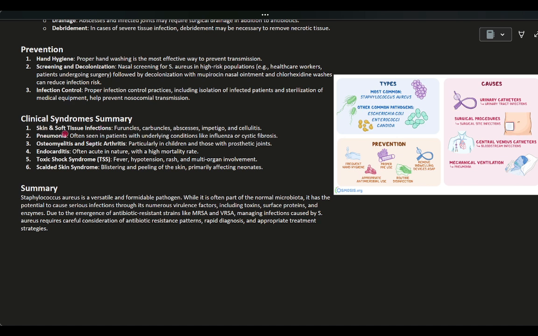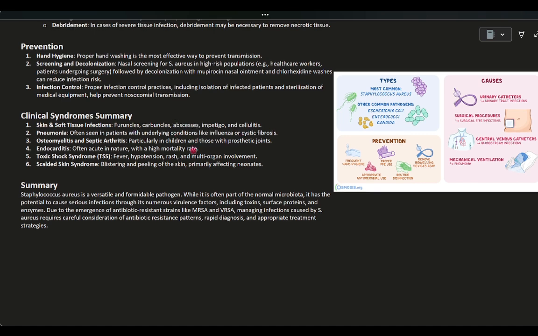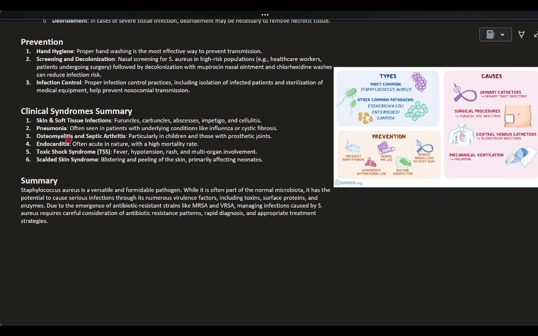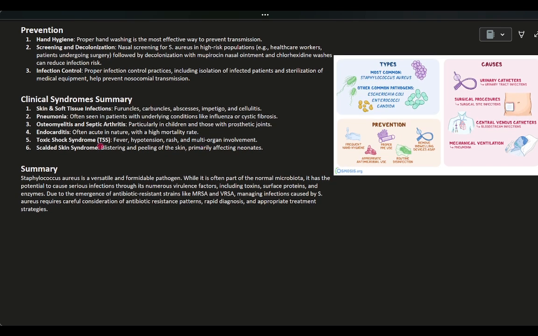It can also lead to pneumonia, especially if patients have underlying conditions like influenza or cystic fibrosis. It can also lead to osteomyelitis and septic arthritis, and this can be particularly prevalent in children and those with prosthetic joints. Sometimes we can have endocarditis. It can often be acute in nature, and unfortunately, the mortality rate is high.